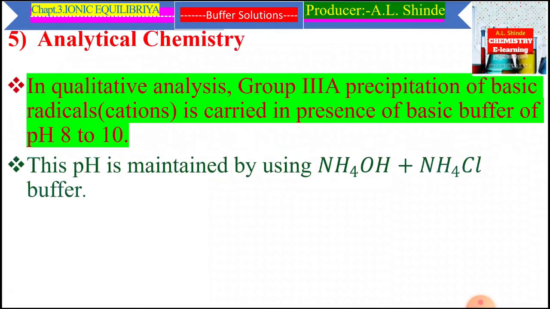Now the last one, that means analytical chemistry. This is the last application of a buffer solution, in analytical chemistry. In qualitative analysis, the third A group precipitation of basic radicals, that is cations, is carried out in the presence of a basic buffer of pH 8 to 10. This pH is maintained by using an ammonium hydroxide plus ammonium chloride buffer.